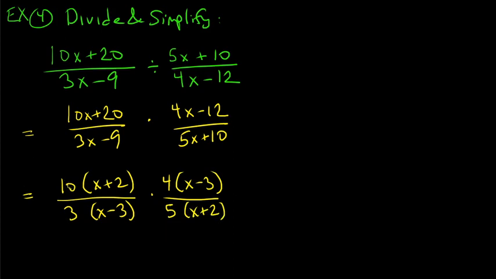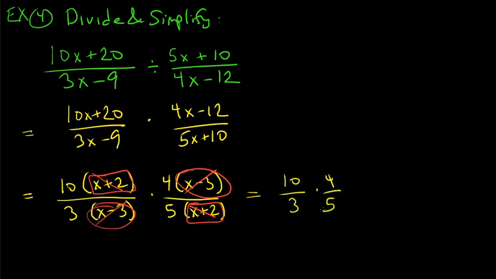Okay. So at this point, it's pretty clear. We have an x plus 2 in the numerator and an x plus 2 in the denominator, even though they're in different fractions, right? One's in the first fraction, one's in the second. As long as one factors in the numerator and one is in the denominator, you can always cancel those, right? And the same thing with the x minus 3. We can cancel those. So what are we left with? We're left with 10 over 3 times 4 over 5.